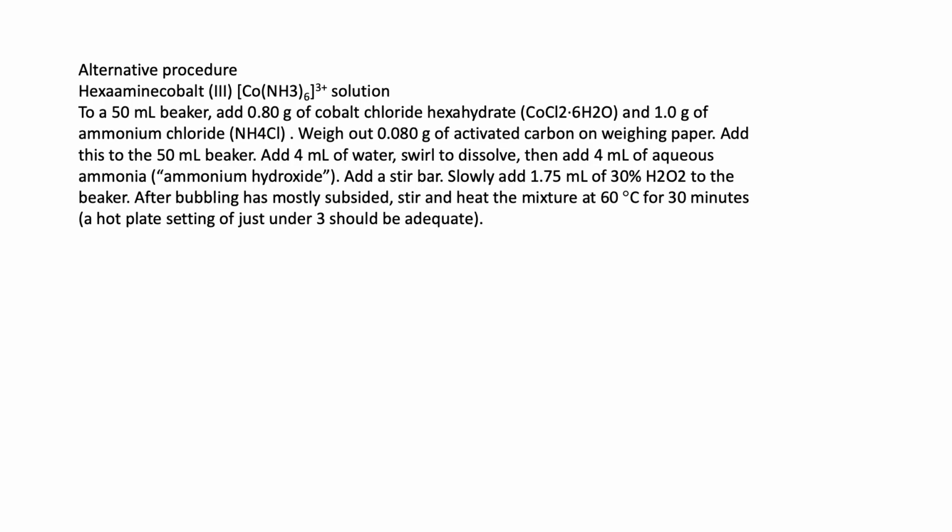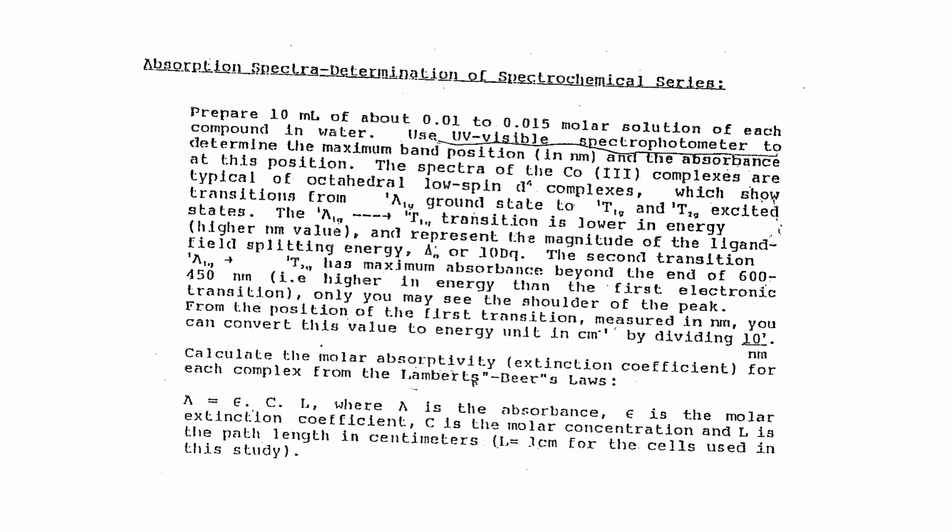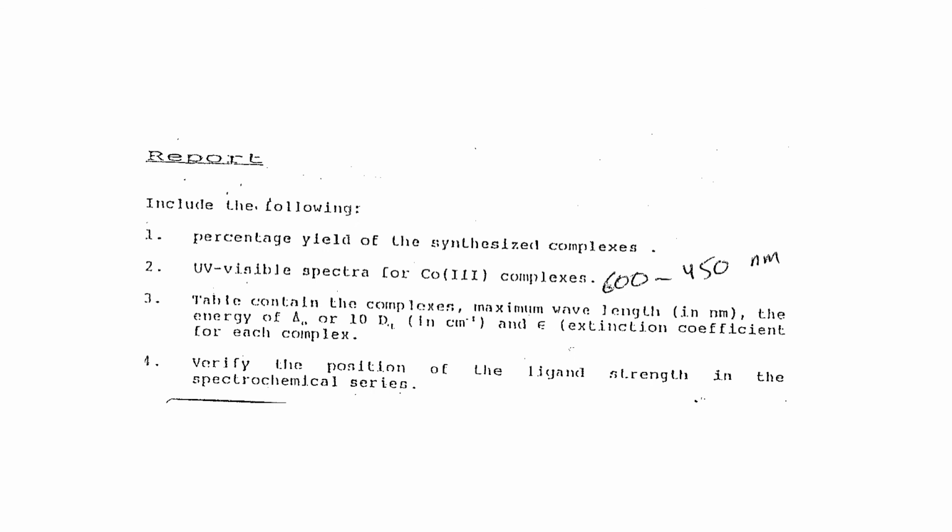Then you record the absorbance of all your complexes by preparing low concentration. You calculate the molecular weights, and you prepare in a volumetric flask, low concentration, 10 to minus 2 molar, and you record the UV visible spectra of all these complexes, and you arrange them according to ligand strength.